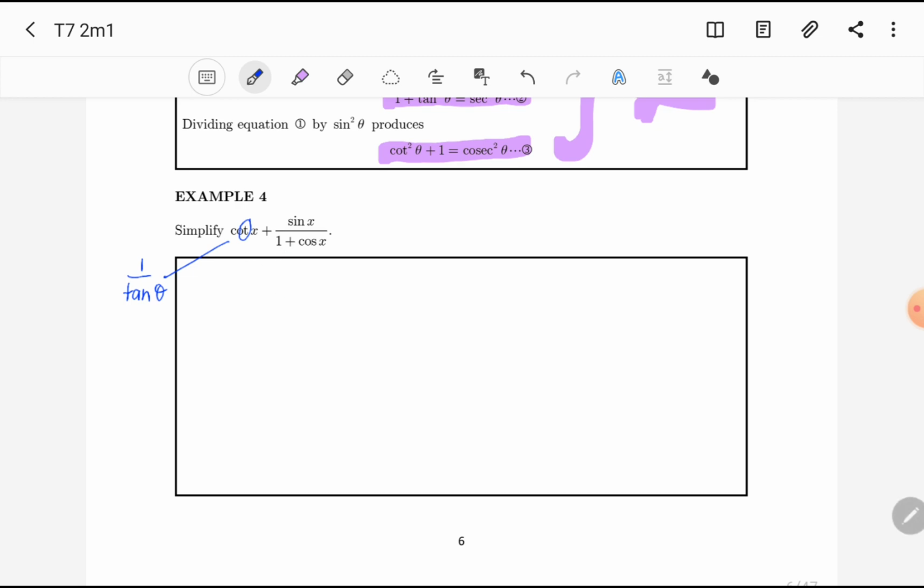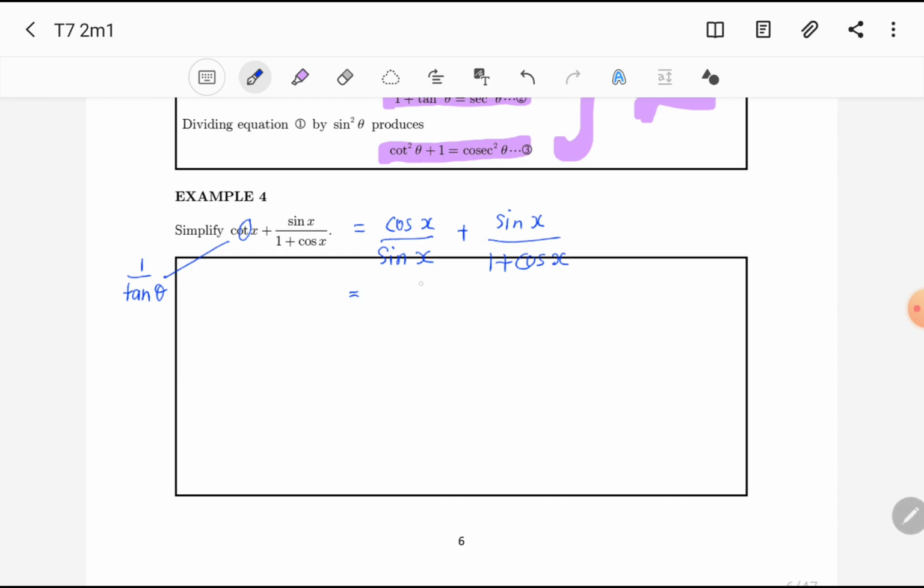So cotangent akan jadi apa dia? Betul, cos x over sin x. Now angle dia ni dia guna x, bukan theta lah. Dia boleh guna angle apa-apa je, x ke y ke theta ke lambda, alpha, semua dia boleh guna. Okay, plus sin x over 1 plus cos x. The second term tu kita tak perlu ubah apa-apa lah, sebab dia memang dalam bentuk sin dengan cos.